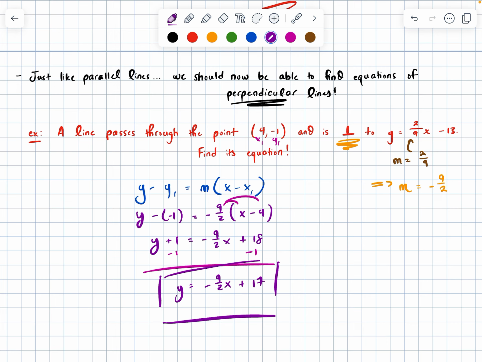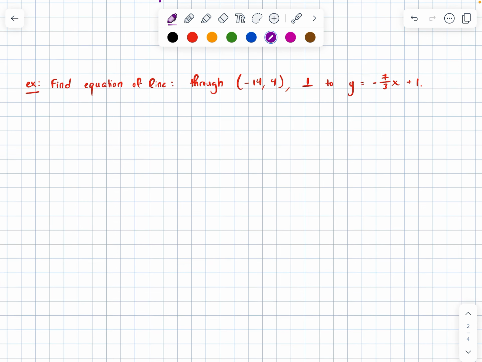Again, as long as I know to find the negative reciprocal of my slope, I've got everything that I need for point slope form. Let's do a couple more. So I want to find the equation of my line. It passes through negative 14 comma 4, and it's perpendicular to y equals negative 7/3 x plus 1. Give yourself 2 minutes, pause the video, play around. Have at it.